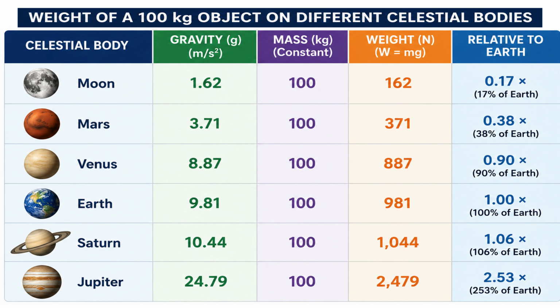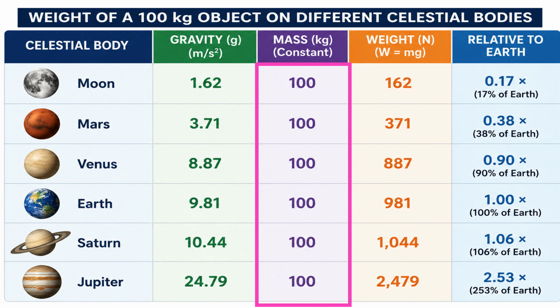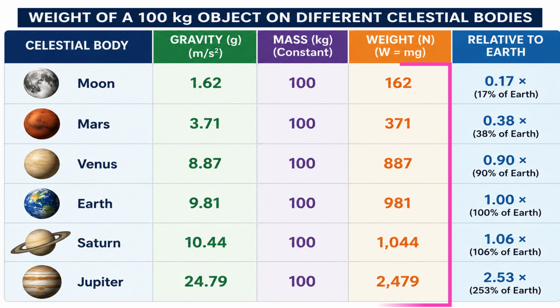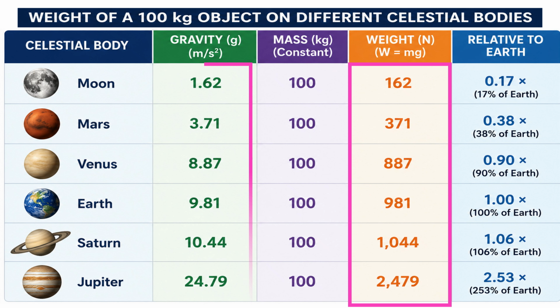Let's see how the weight of a 100-kilogram object changes on different celestial bodies. Notice that the mass remains constant at 100 kilograms everywhere because mass does not depend on gravity. However, weight changes because each celestial body has a different gravitational pull.